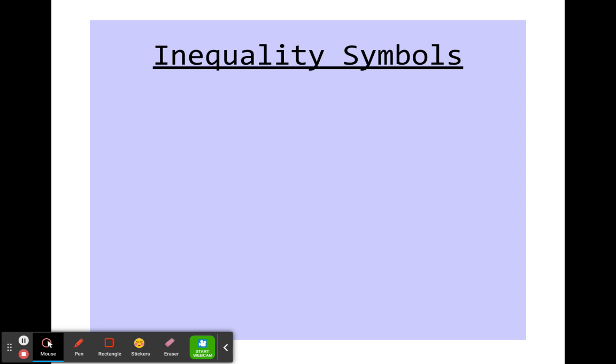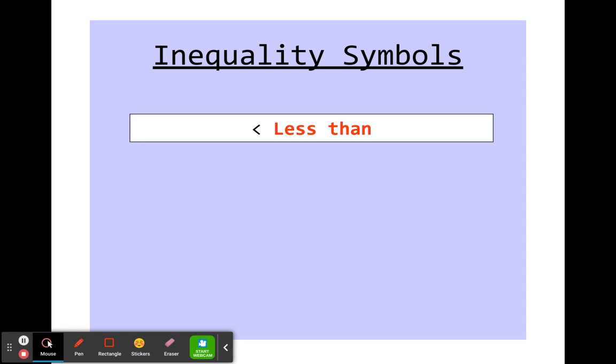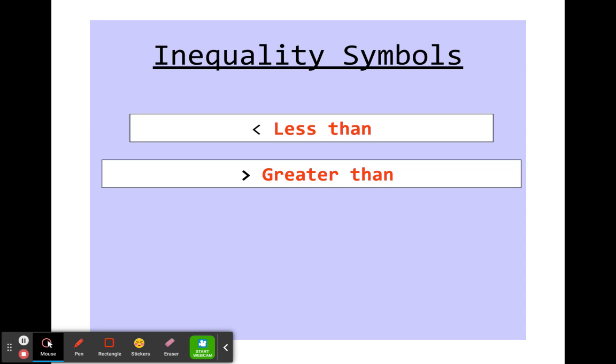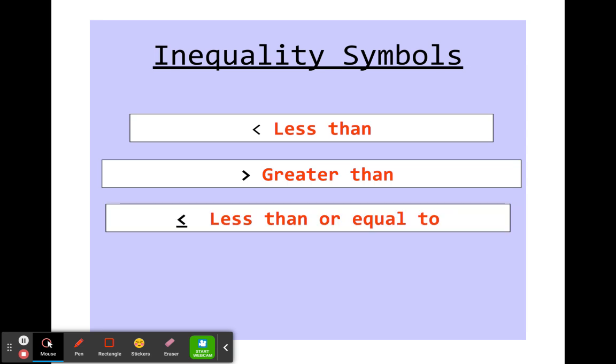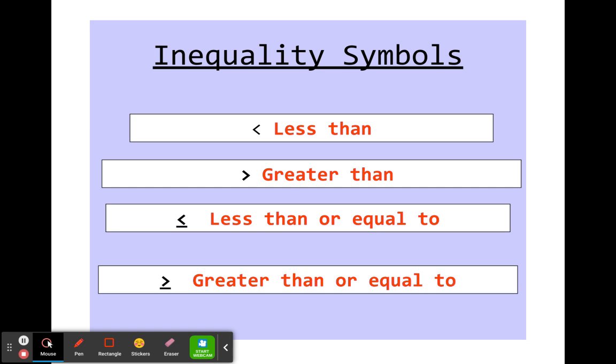So the inequality symbols that we have are the less than symbol, the greater than symbol, the less than or equal to symbol, and the greater than or equal to symbol.